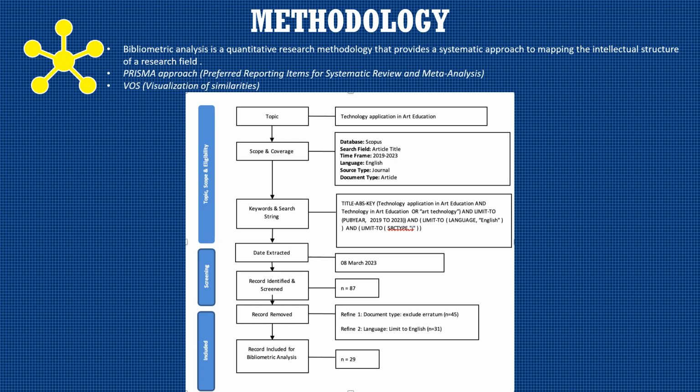Thirdly, publications that lack essential bibliometric information such as the author's name, publication date, or growth of research output were also excluded. Finally, to prevent duplicate data, publications that appeared in multiple databases or sources were excluded from the analysis. These exclusion criteria were applied to refine the analysis and ensure that the results were relevant and reliable, as shown in Figure 1. And also in this research, VOS, visualization of similarities, has been used.